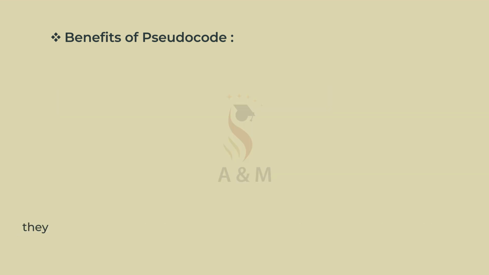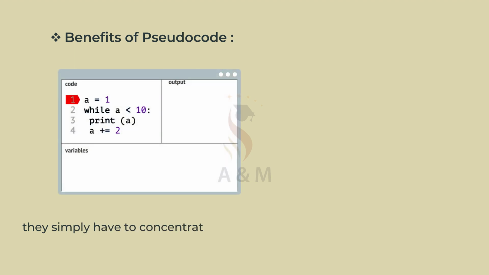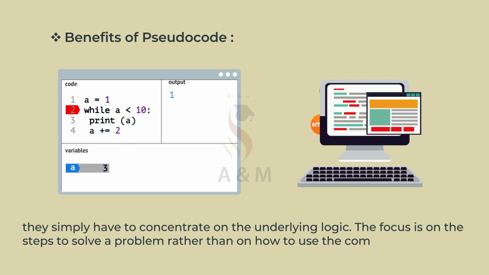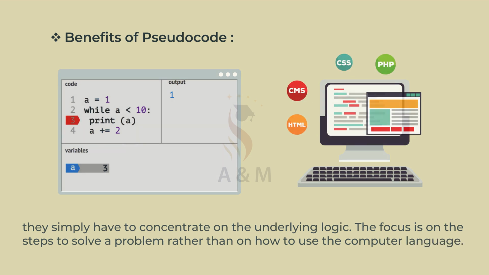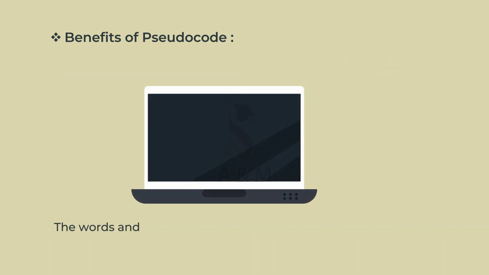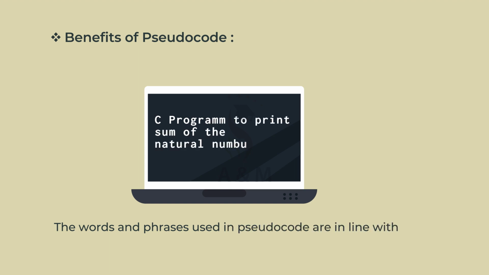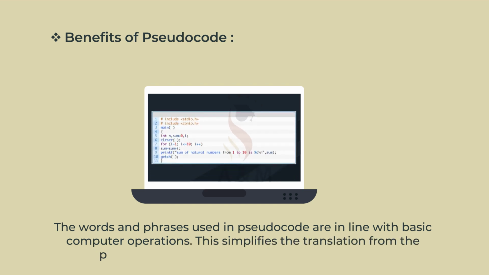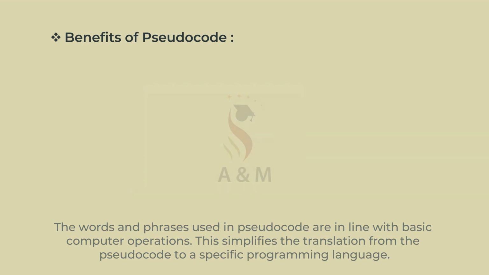They simply have to concentrate on the underlying logic. The focus is on the steps to solve a problem rather than on how to use the computer language. The words and phrases used in pseudocode are in line with basic computer operations. This simplifies the translation from the pseudocode to a specific programming language.